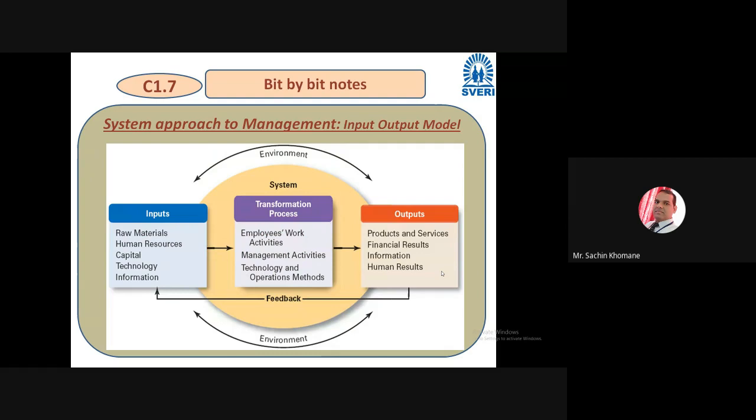So, system approach to management with the help of the input output model, and we discussed in detail what is environment, what is system, what is input, what is output, what is transformation as far as the industry is concerned, also feedback. I have given an example of the meaning of system. Our human body is also a system, because it has various organs, muscles, bones, and various parts that are interdependent and interrelated. That's why this is a particular system.